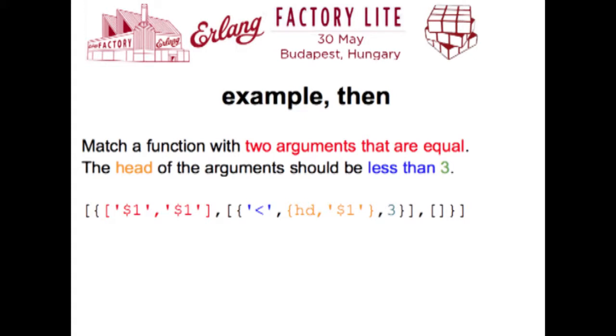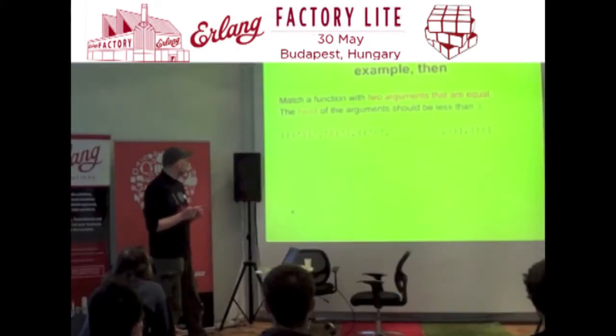But here's an example. Say my problem is I'm trying to do a trace on a function, but only the functions that have 2 arguments, and I'm only interested in events when the 2 arguments are equal to each other.